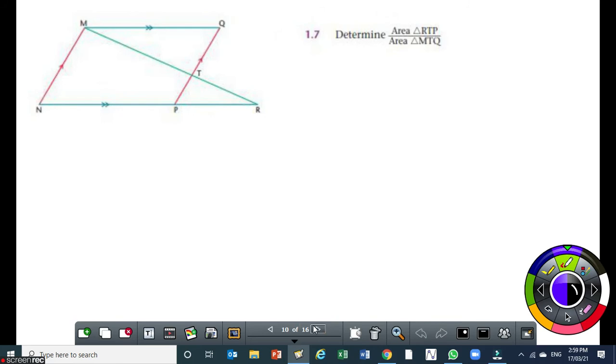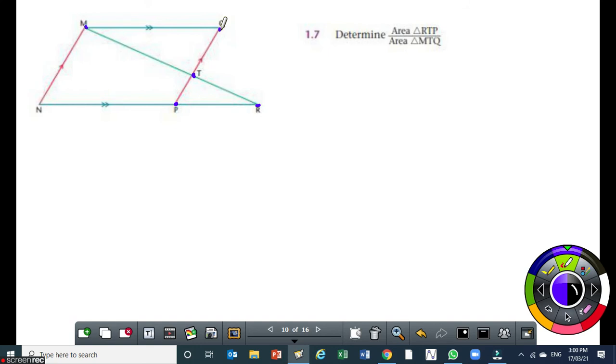Then determine the ratio of area of RTP over MTQ. Okay? It's now RTP over MTQ. Those two triangles, we have proved already that they are similar triangles, remember? You agree with me? Yes. So it means that the ratios of their corresponding sides are what? Yes. Are equal. Then from those ratios now, we identify the information we have that can help us to square the ratio and then get the ratio of the area.